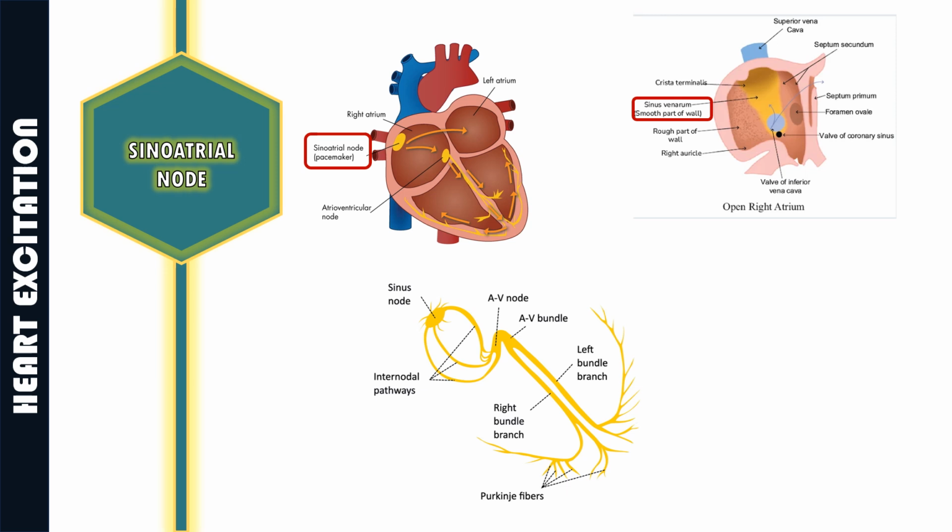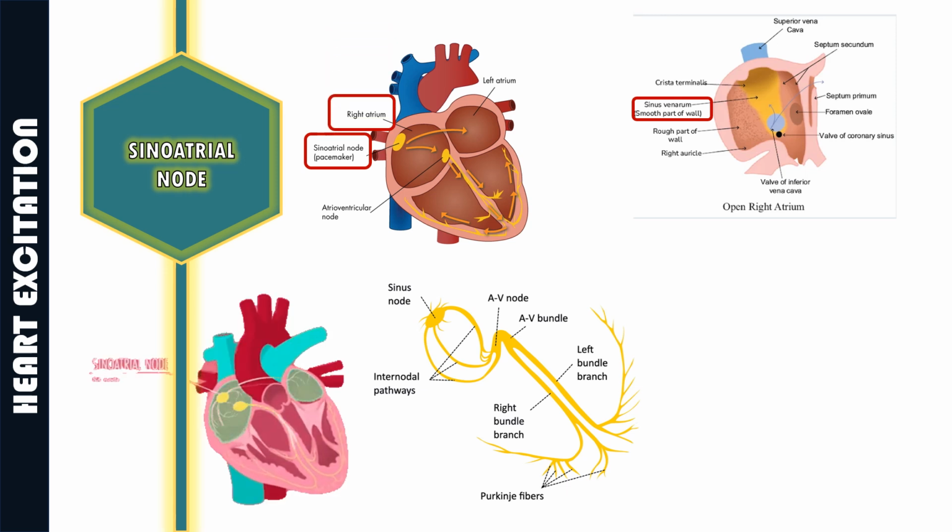The SA node, also known as the sinus node or pacemaker, is a small group of specialized cells located in the right atrium of the heart. It plays a crucial role in regulating the heart's rhythm and contractions. It generates an electrical impulse, action potential, approximately 60 to 100 times per minute. This generation of electrical impulses occurs through a coordinated process.